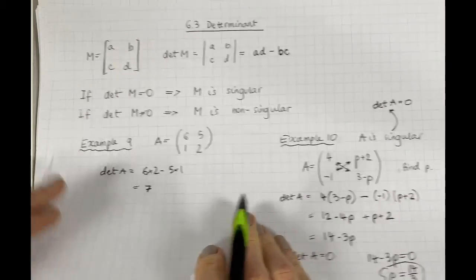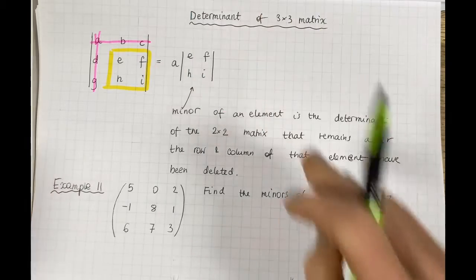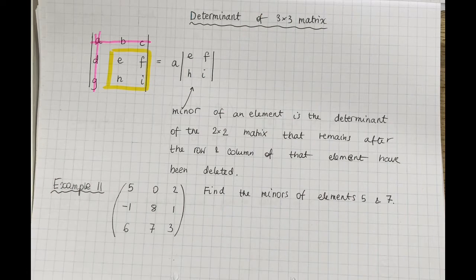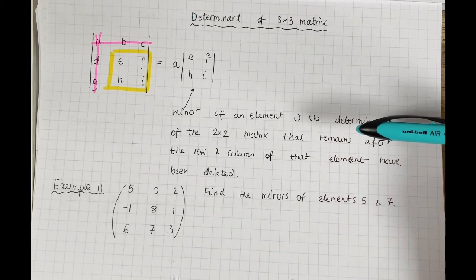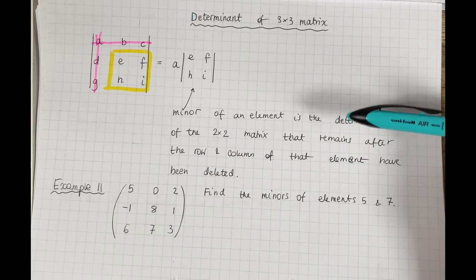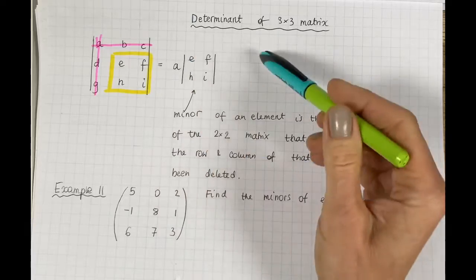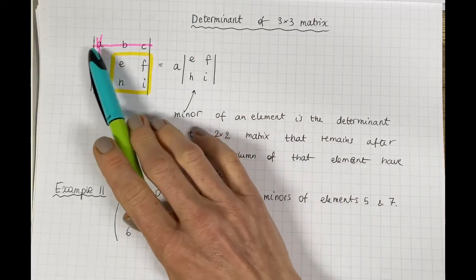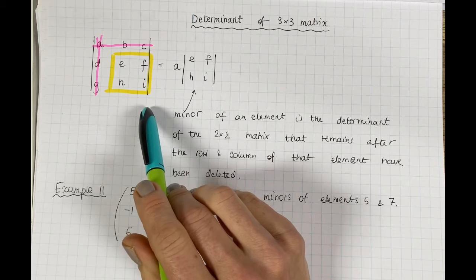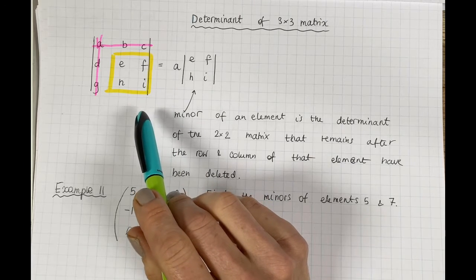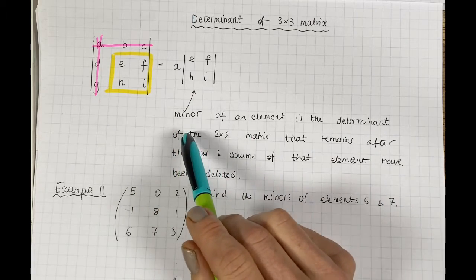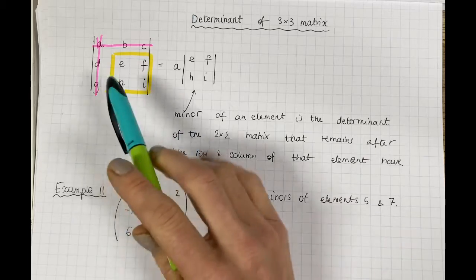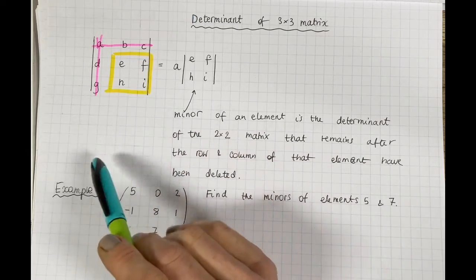Before we go on to example 11, we're going to find out another definition, something important that you will need to mention when you're finding the determinant of a 3 by 3 matrix. A 3 by 3 matrix is a square matrix with 3 rows and 3 columns. In order to find the determinant and then the inverse of that matrix, you will need to identify a minor of any given element within that matrix.